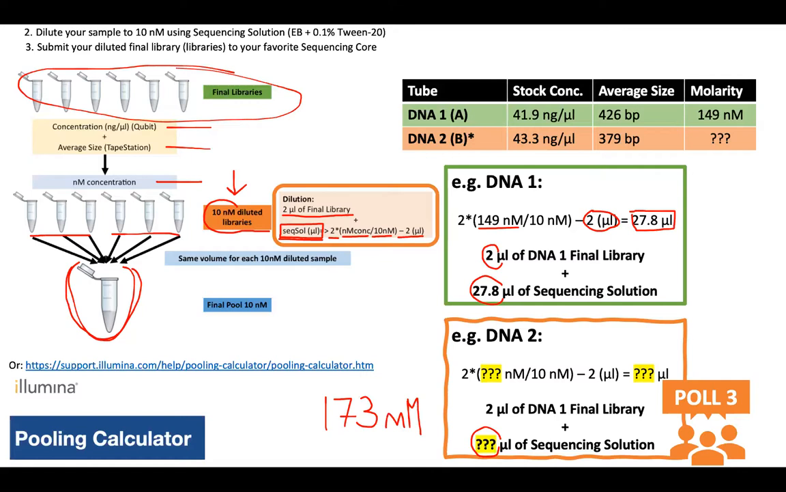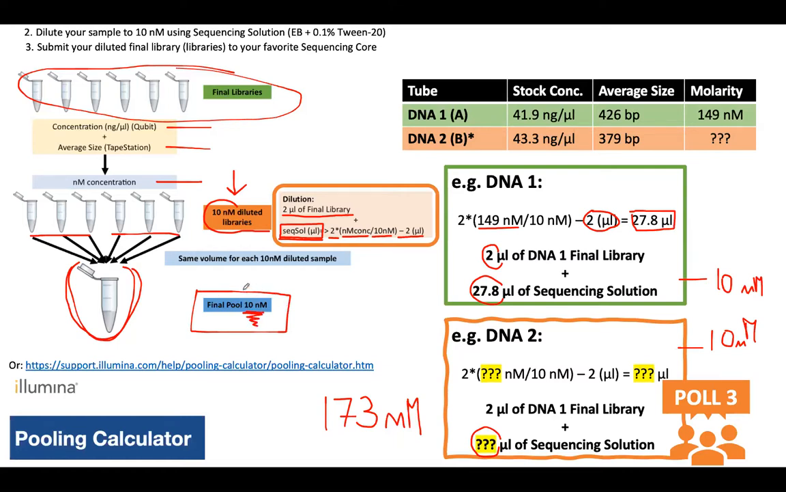Okay, sounds good. I hope you didn't go to the next slide to check the result. You did the calculation just to understand how it works. That's correct, the answer is 32.6. At the end of this dilution, everything is at 10 nanomolar. You can mix these 10 nanomolar solutions in the same volume, which means you're going to put the same number of molecules in the final tube for each library. The concentration of the final tube is still 10 nanomolar.